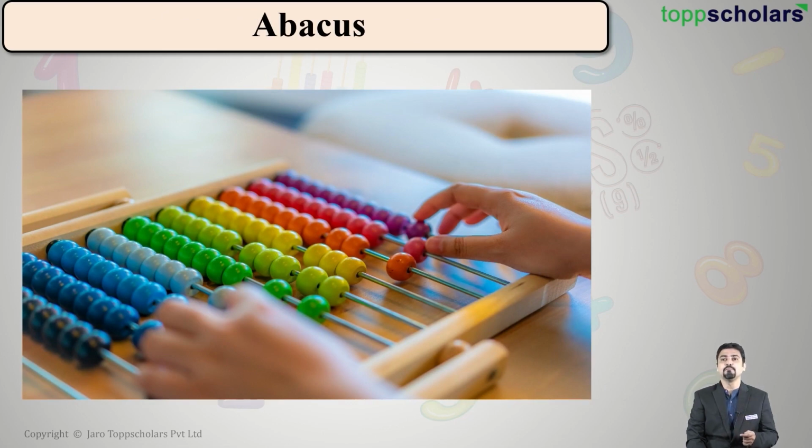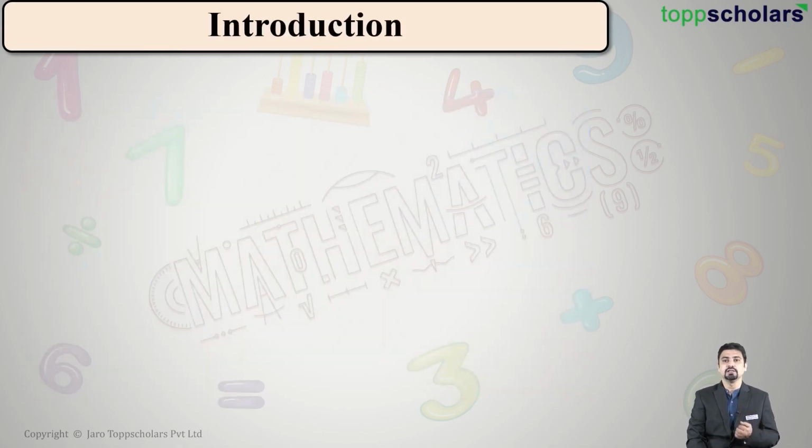This particular object is known as an abacus. It is used to count numbers. It is used to represent 6, 7 or 8 digit numbers also. In this case, we'll be learning how to use the abacus. So let us give an introduction to abacus.